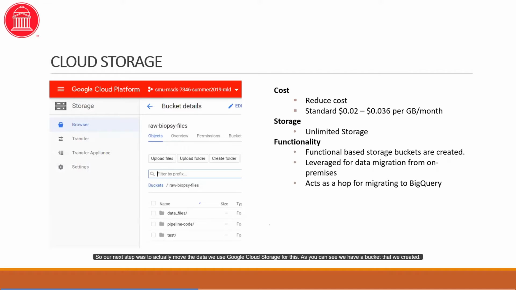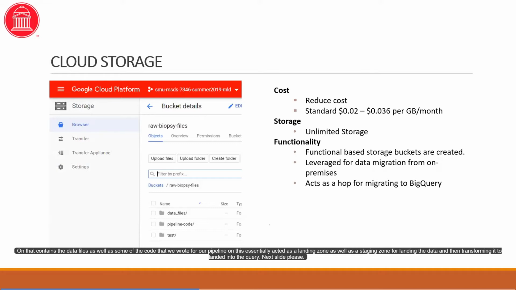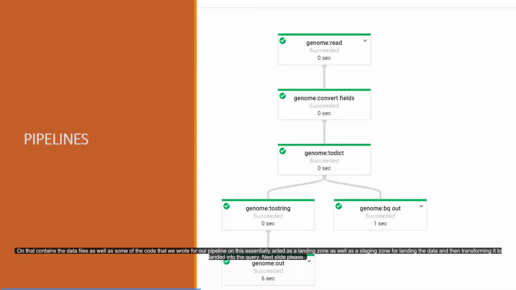Our next step was to actually move the data. We used Google Cloud Storage for this. As you can see, we have a bucket that we created that contains the data files as well as some of the code that we wrote for our pipeline. This essentially acted as a landing zone as well as a staging zone for landing the data and then transforming it to land it into BigQuery. Next slide, please.